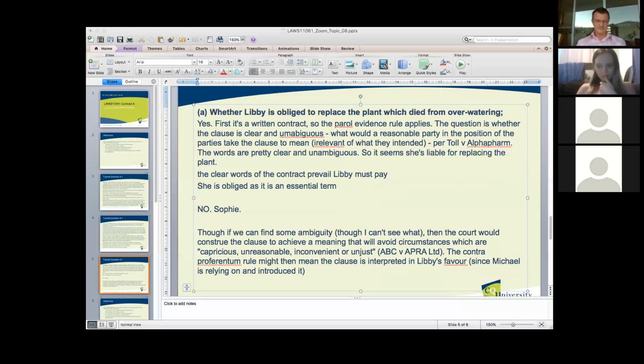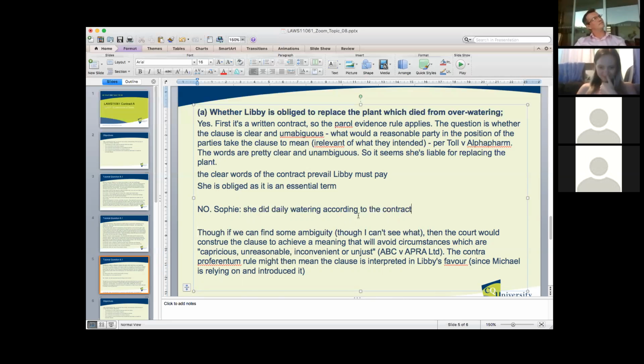There you go. So her answer is, yep. So according to Sophie, she did the daily watering because that was according to the contract. So if that is what is in the contract, why would the rest of you suggest that Libby is obliged to replace the plant?